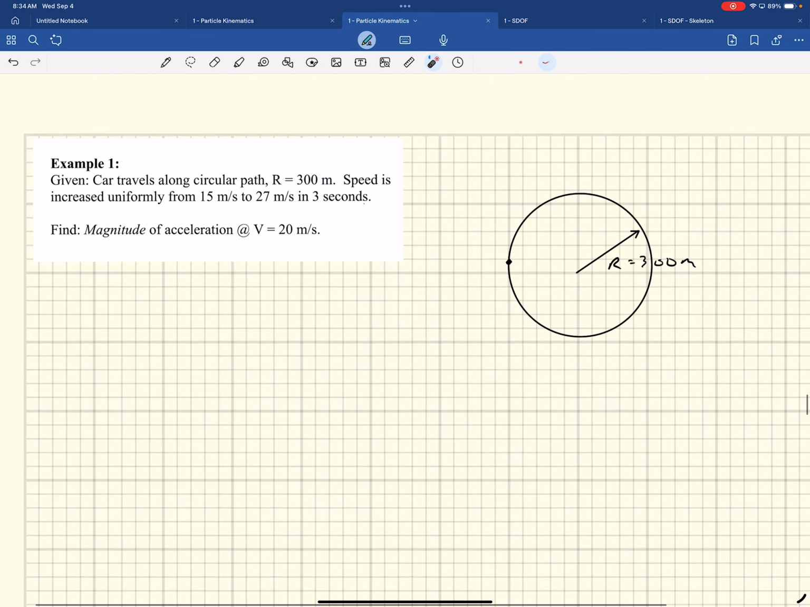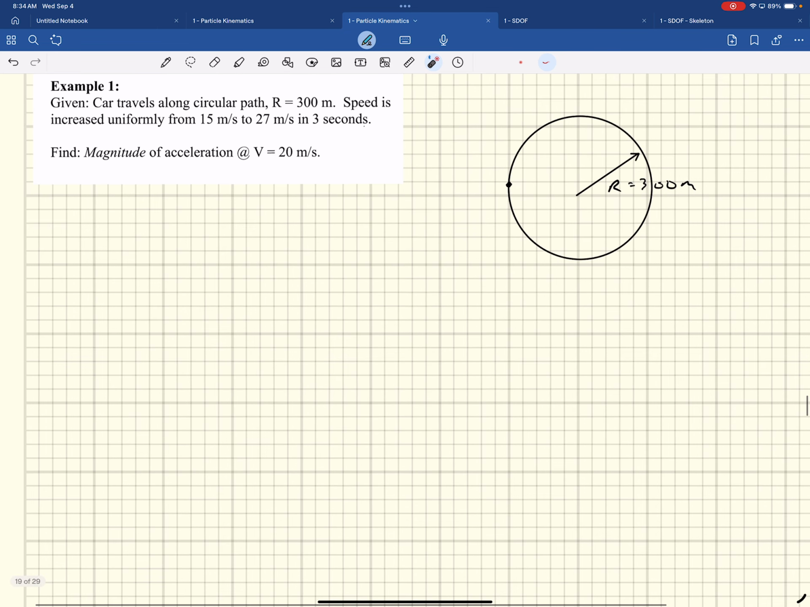Okay. A car travels along a circular path, R equals 300 meters. Speed is increased uniformly from 15 meters per second to 27 meters per second in 3 seconds. So it's a constant acceleration going from 15 to 27, and it takes 3 seconds. And it's asked for the magnitude of acceleration when the velocity equals 20 meters per second. So it's asking for the acceleration.